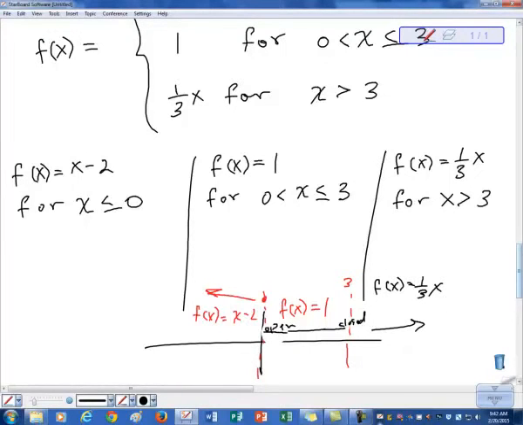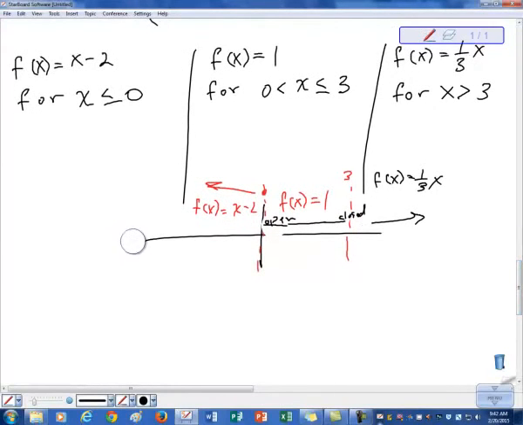So we want to use our table of values, and we want to start with our restrictions. 0, and since it's going less than 0, it would be -1, -2, and that should be enough. So we put in 0 here and we get -2 out. At -1, -1 and -2, we get -3 out. And -2, -2 and -2, we get -4 out.